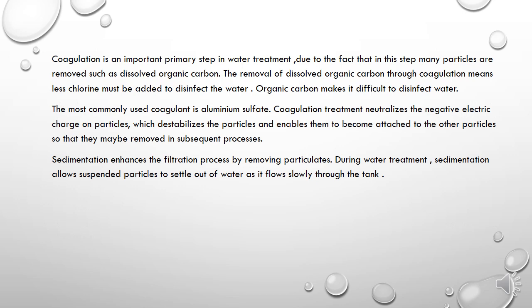Coagulation is an important primary step in water treatment due to the fact that in this step particles are removed, particles such as organic carbon. The removal of dissolved organic carbon through coagulation means less chlorine must be added to disinfect the water. Organic carbon makes it difficult to disinfect the water. That is why it is very important for one to remove organic carbon before proceeding with the other processes during water purification. The most commonly used coagulant is aluminum sulfate.